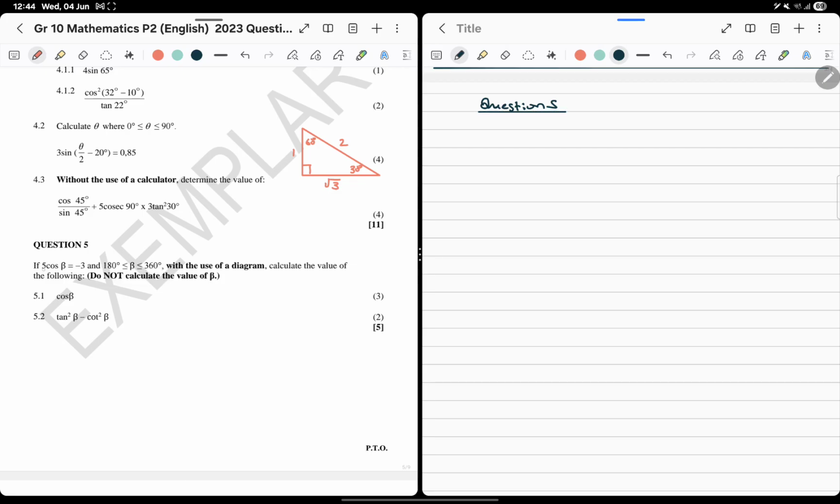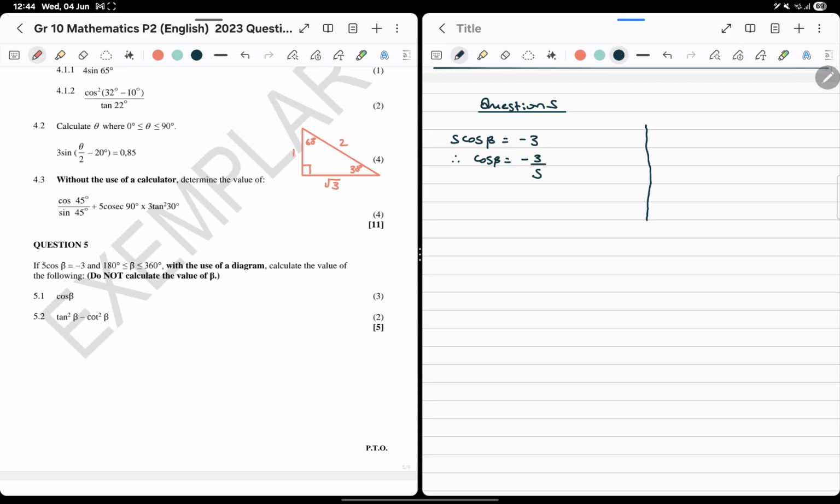Question 5 says if 5 cos beta equals minus 3, and beta is less than 360 but greater than 180, meaning if this is negative it should be in the third quadrant. So we can say here, therefore, cos beta is minus 3 over 5.